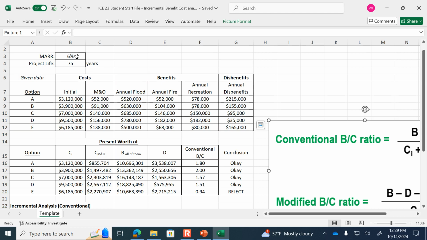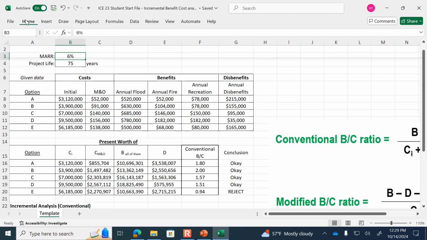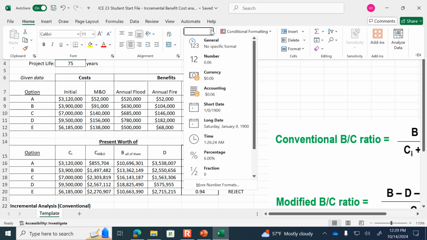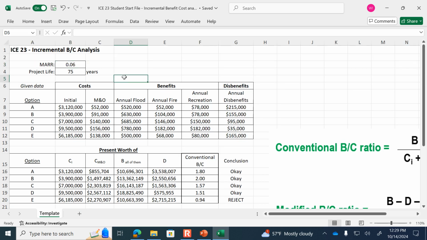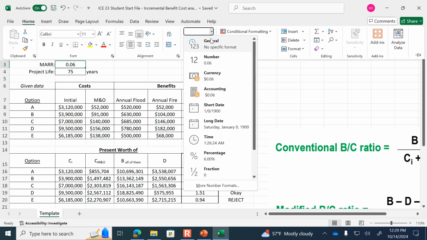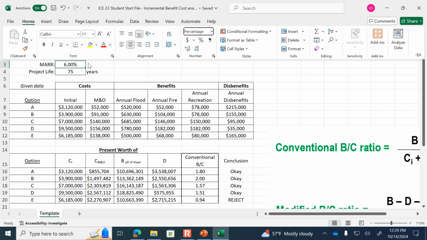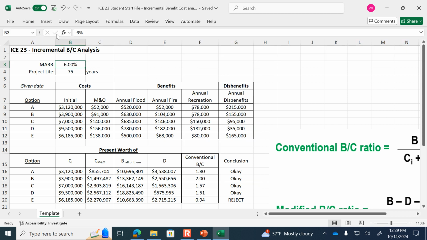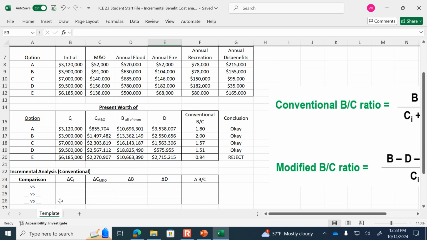Let me mention another thing about the formatting of this template file. The MAR is in terms of percentage, so it needs to be 6% and not 0.06%. By default, it was already formatted as a percentage. So if it's a percentage, then it should be 6 rather than 0.06. Well, yeah, that's because you need the parentheses. Order of operations.